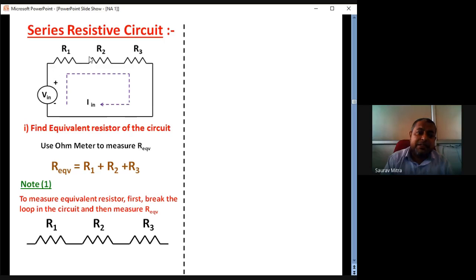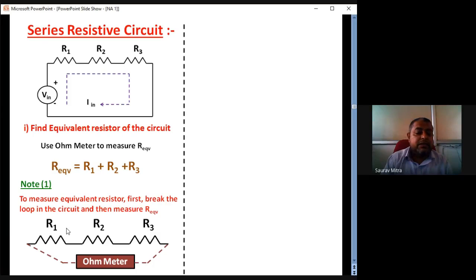If you keep everything in the circuit in a closed loop and try to measure the resistance, it is definitely going to give you a wrong R equivalent reading. The reason I will explain later on. But first, to measure equivalent resistance, break the loop in the circuit and then measure R equivalent. So first you have taken R1, R2, R3, connected them in series, measured them separately first, and now you are connecting the ohm meter. Why have I shown this by dashed lines? Dashed line means they are temporary connections. You have connected it here and here, then this ohm meter will show you the reading of R1, R2, R3.